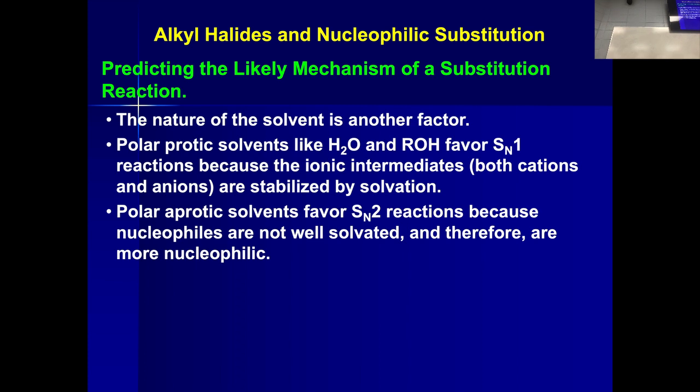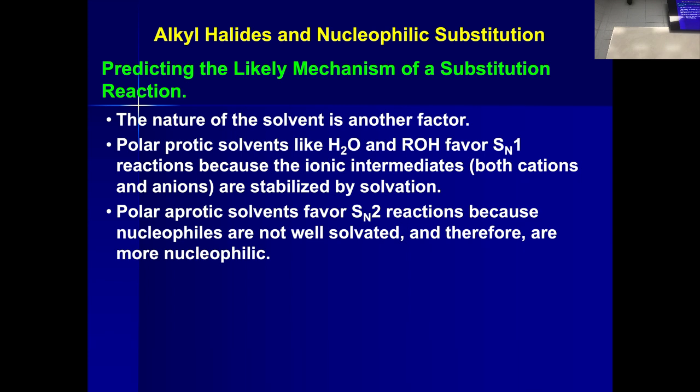So you all are going to need to be able to predict on an exam whether or not a mechanism is going to be SN1 or SN2. So you need to know, strong nucleophiles favor what? SN2. Weak nucleophiles favor SN1. Tertiary alkyl halides favor SN1. Primary alkyl halides favor SN2, right? And you also need to keep in mind the nature of the solvent. So polar protic solvents are going to favor SN1. Polar aprotic solvents are going to favor SN2.